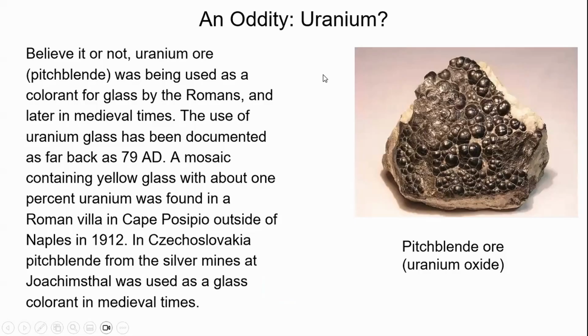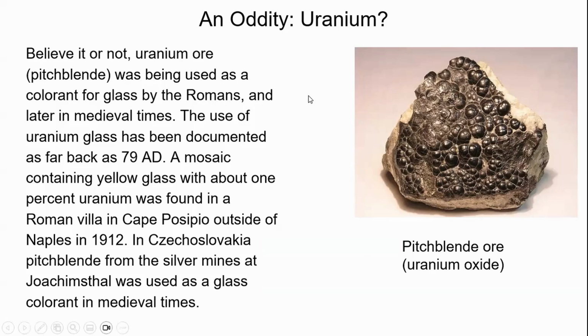An oddity, uranium. Believe it or not, uranium ore or pitchblende was being used as a colorant for glass by the Romans and later in medieval times. The use of uranium glass has been documented as far back as 79 AD. A mosaic containing yellow glass with about 1% uranium was found in a Roman villa in Cape Posillipo outside of Naples in 1912. Probably destroyed when Vesuvius erupted. There's that 79 AD date again.